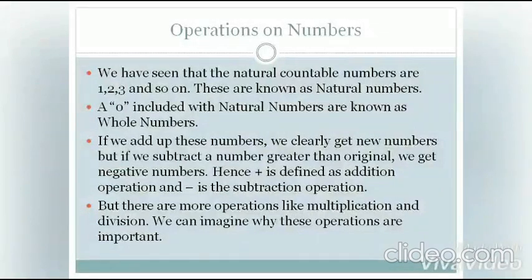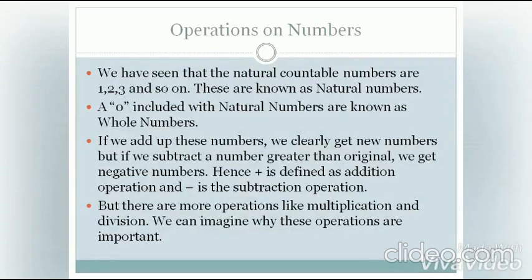Now we have seen that the natural countable numbers are 1, 2, 3 and so on. So the set of 1, 2, 3 and so on is known as natural numbers. If we include 0 in the set of natural numbers, we get the set of whole numbers. If we add up all these numbers, we clearly get new numbers. But what if we subtract a number from a number which is smaller than it? We get the negative numbers. Hence, plus is defined as the addition operation and minus is defined as the subtraction operation.